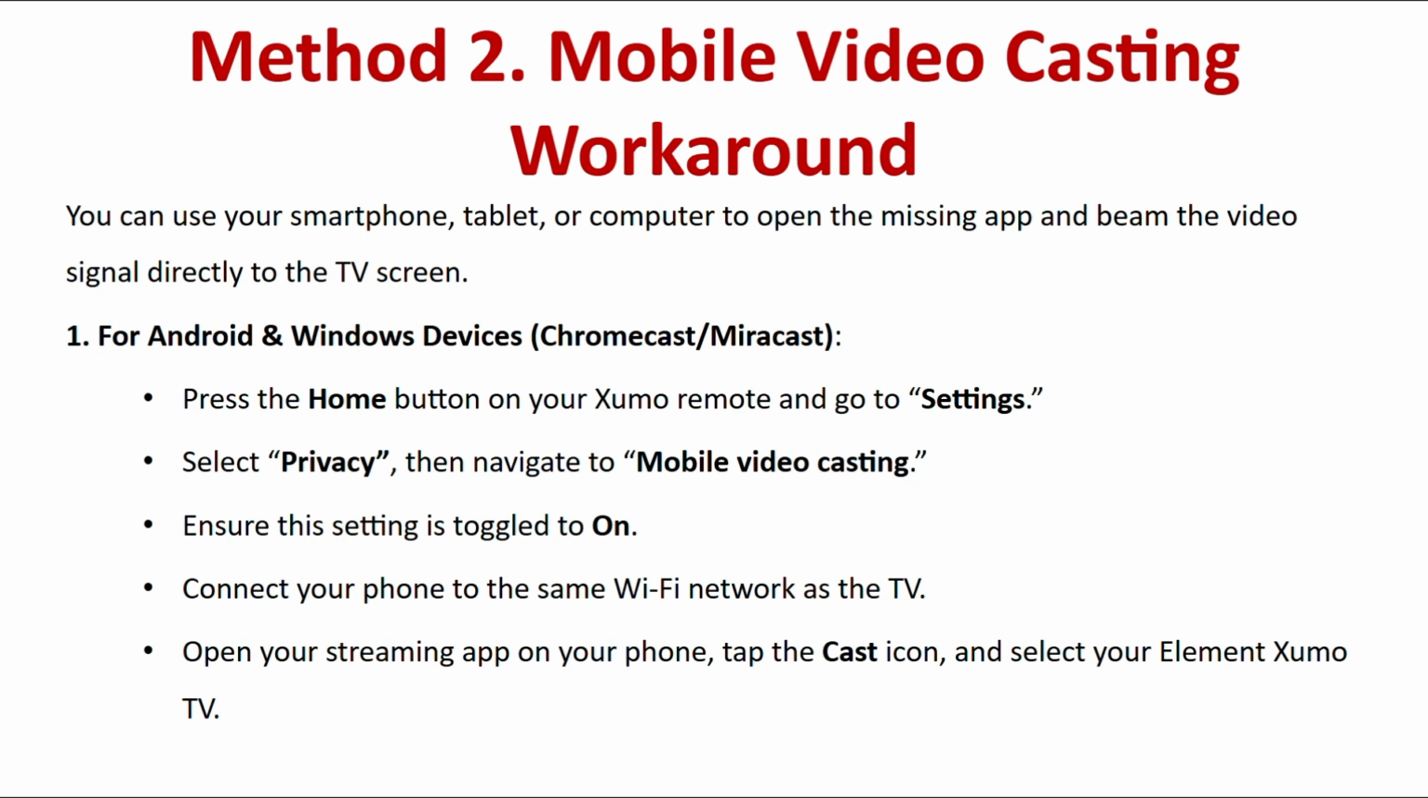Press the home button on your Xumo remote and go to Settings, then select Privacy and navigate to Mobile Video Casting. Ensure this setting is toggled to on and connect your phone to the same Wi-Fi network as the TV. Now open your streaming app on your phone, tap the cast icon, and select your Element Xumo TV.